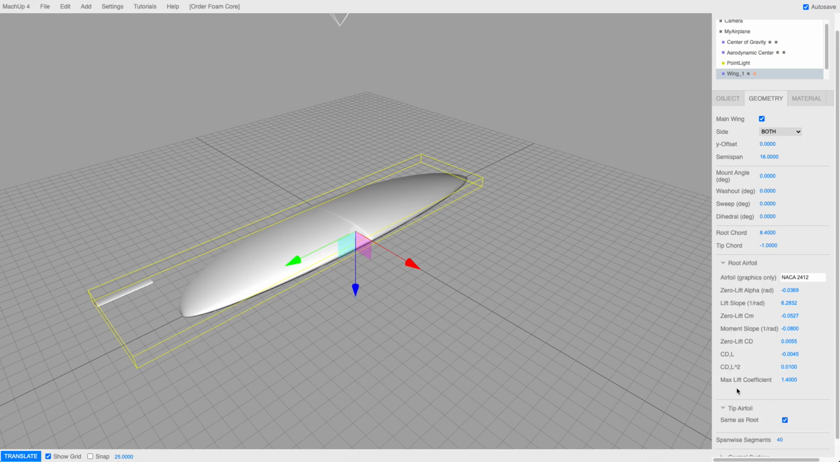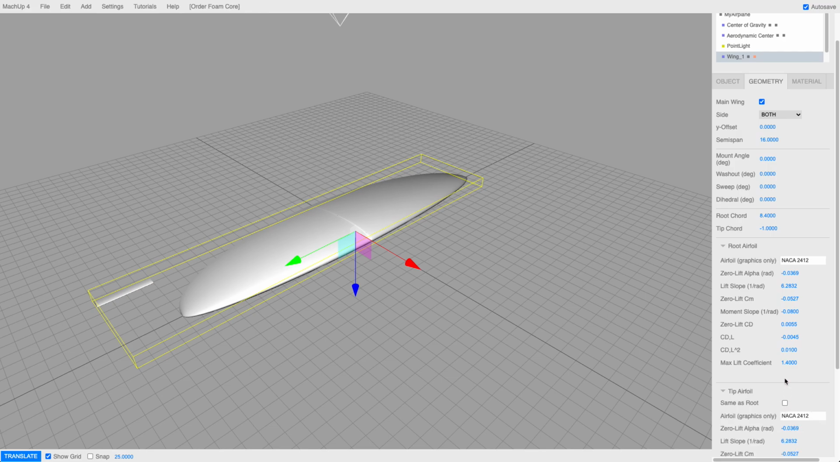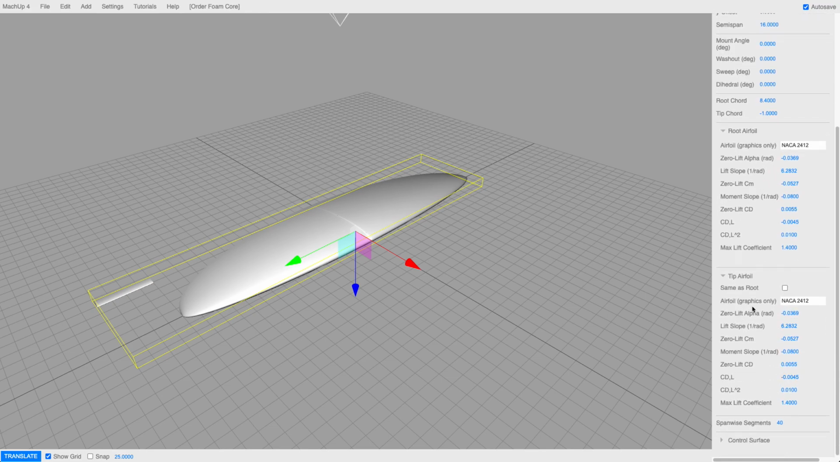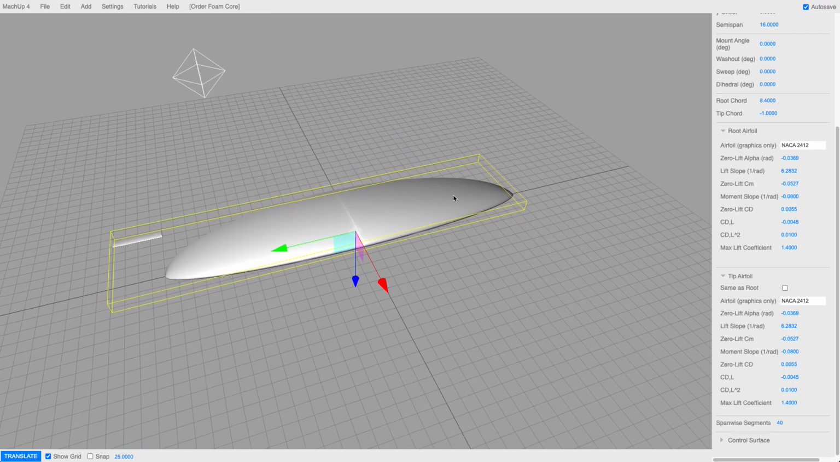And by the way, in mockup you can actually choose two different airfoils if you want, one at the root and one at the tip. The default is to say that they're the same, but if you uncheck this box, you can put in different airfoil information for the tip, and then it will actually linearly interpolate those properties from the root to the tip.